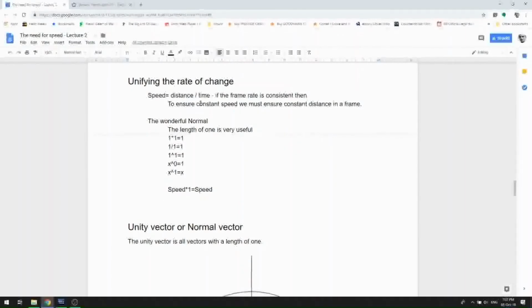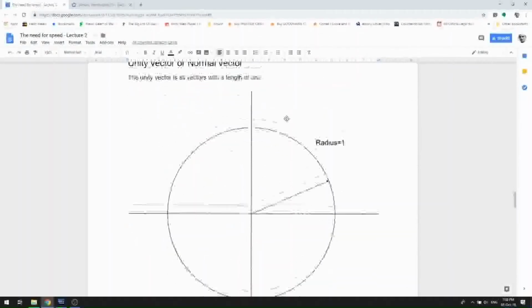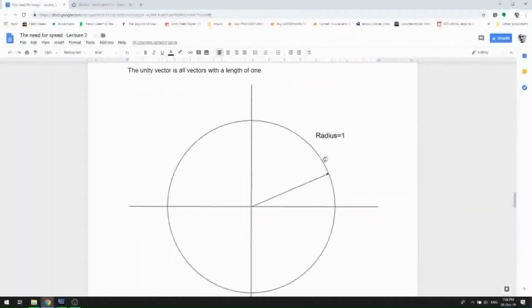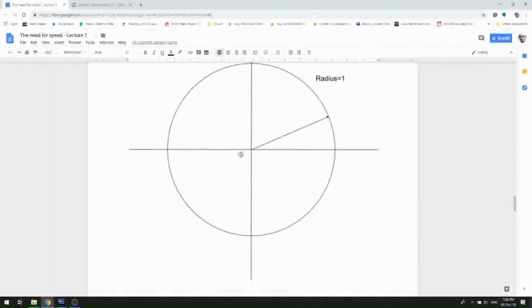We are going to make our vector the length of 1, because the length of 1 is very useful. 1 times 1 is 1, 1 divided by 1 is 1, 1 to the power of 1 is 1, x to the power of 0 is 1, and x to the power of 1 is x. Most importantly for us, speed times 1 is speed. So if we multiply our vector, which is a unit length, by the speed, we will have a vector that is the right velocity. And a unit vector is basically all of the vectors that plot out a circle that has a radius 1. All of those vectors have a length of 1, and that is a unit vector.